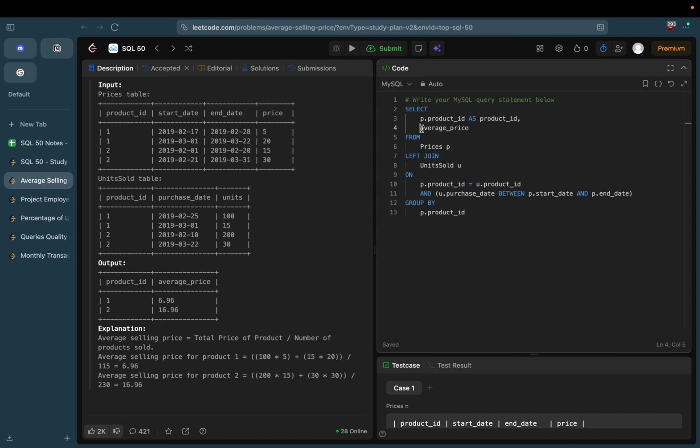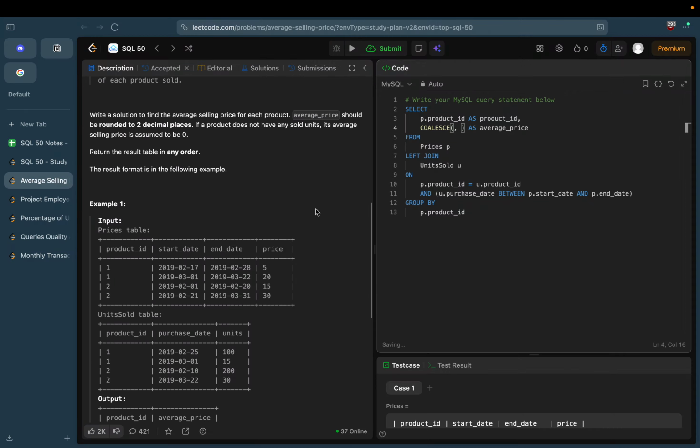Now let's calculate our average price. So first of all, let's start with the error handling, the coalesce function. We need to present the value 0 wherever we don't have any units sold, so I'll use a 0 and then I'll put the condition over here. Also, we need to round the result by 2 decimal places, so I'll use the round function by 2 decimal places. And now let's do the calculation.